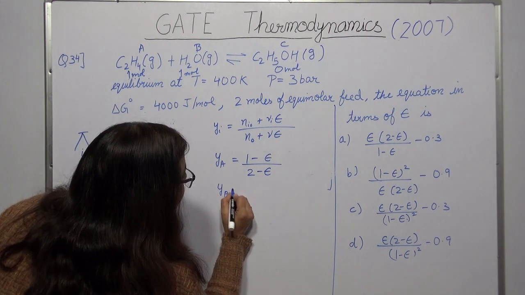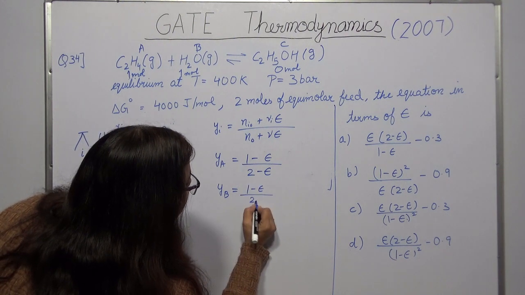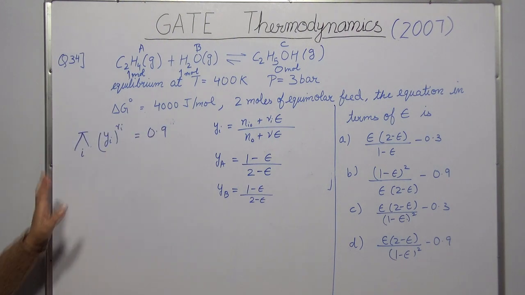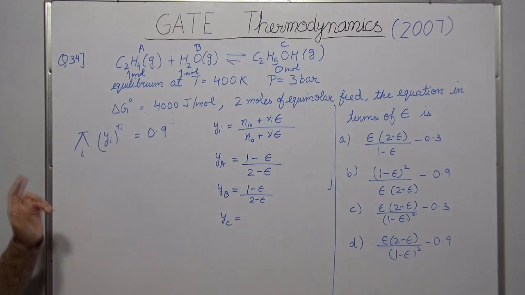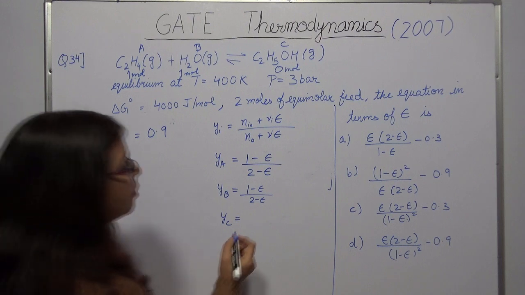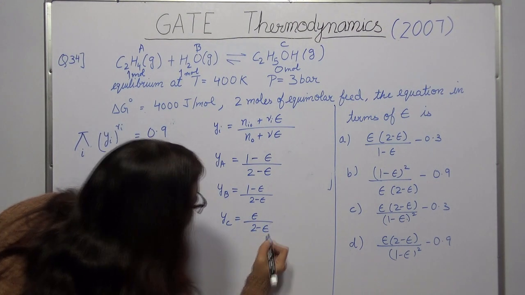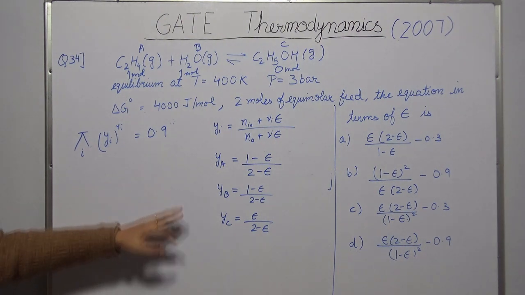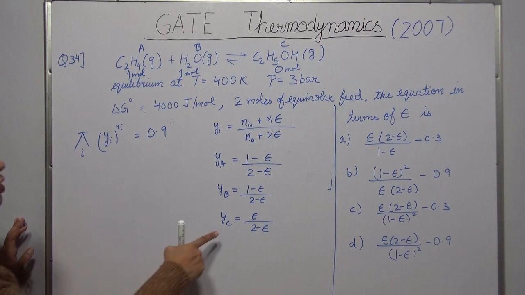Similarly, I can write my Yb, that is again equal to 1 minus epsilon upon 2 minus epsilon. Now let's write Yc, that will be equal to, initially you have 0 number of moles, so it will be epsilon upon 2 minus epsilon. So now I am going to plug these values over here.